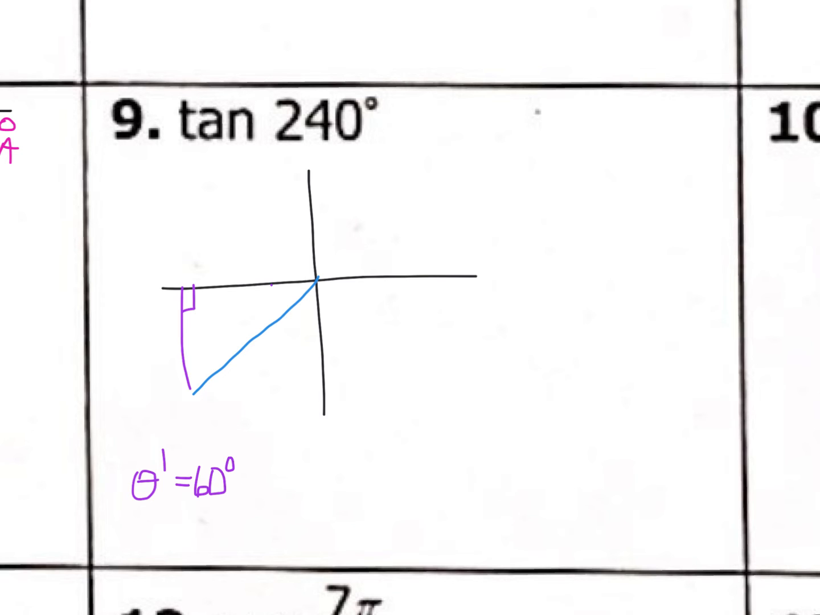So I'm going to put 60 here, that's my theta prime, and then that means this angle over here must be 30. And of course across from 30 is 1, across from 60 is radical 3, and the hypotenuse is 2. But if you pay attention to signs, both x and y's are negative in quadrant 3. And if this is my angle of reference, my side opposite is here, my side adjacent is here, and this is my hypotenuse.